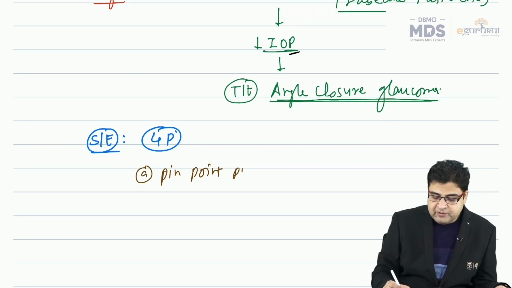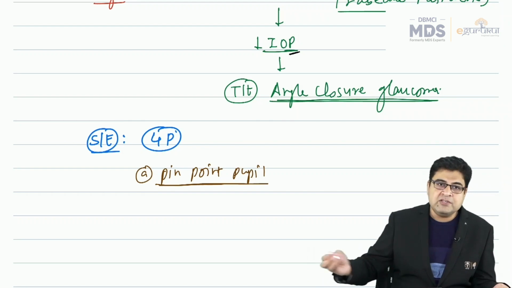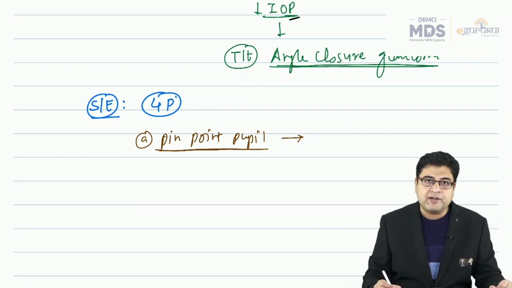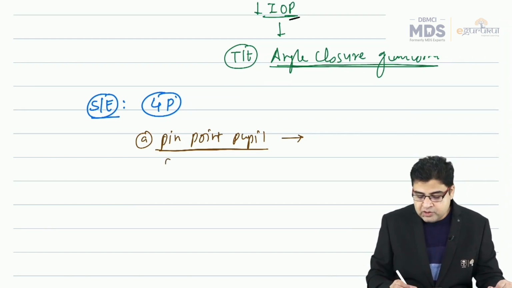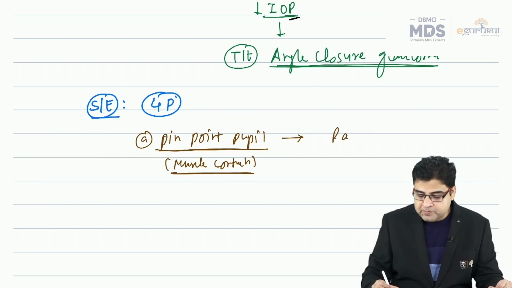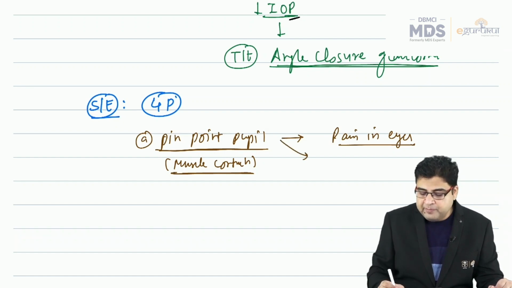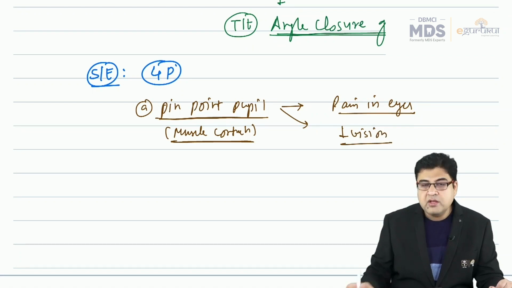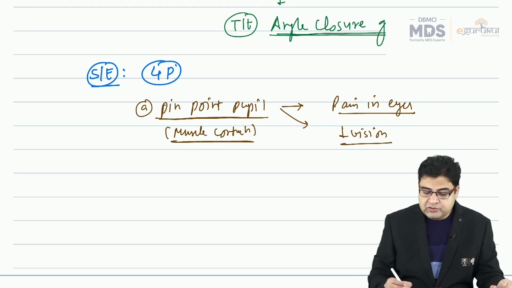Because this medicine makes the pupil pinpoint, on one side the angle becomes wide and the drainage will start. But on the other side, what will happen? When the pupil becomes pinpoint, it means the muscles of the pupil will contract. Because of the pupillary muscle contraction, the pupil has become pinpoint. That can cause pain in the eyes. And because of this pinpoint pupil, the patient cannot see things clearly. Patient vision is reduced.